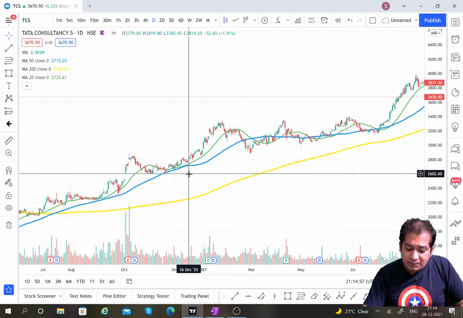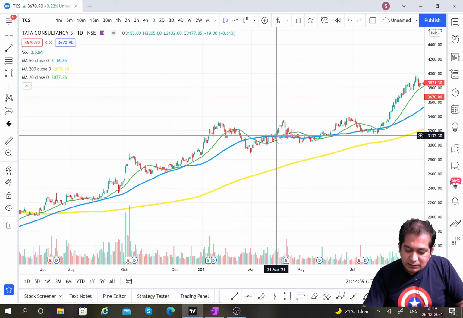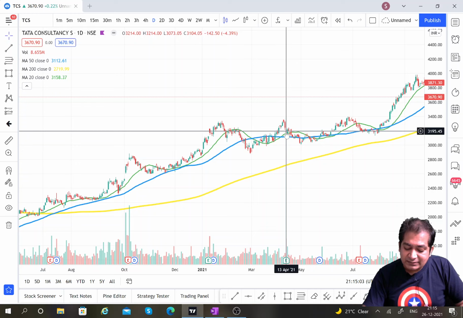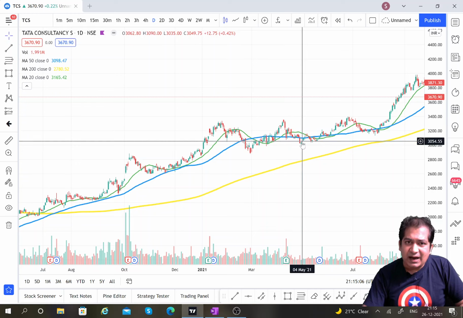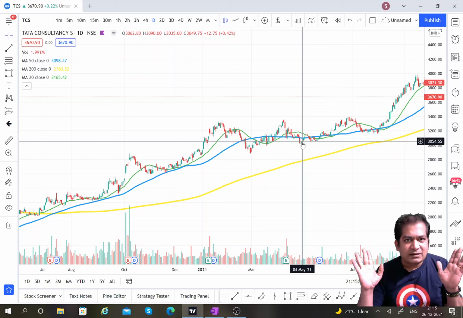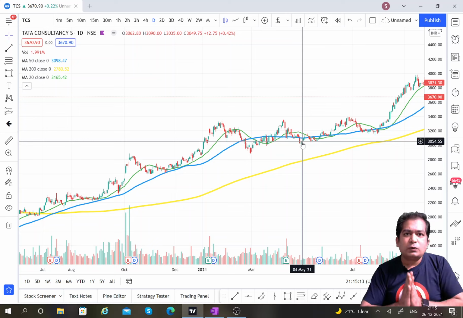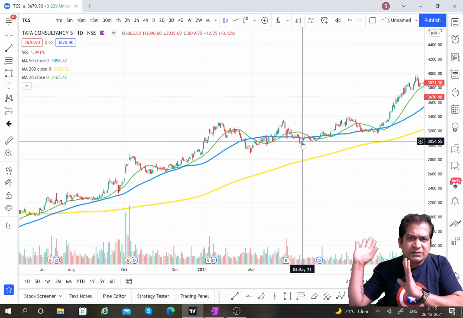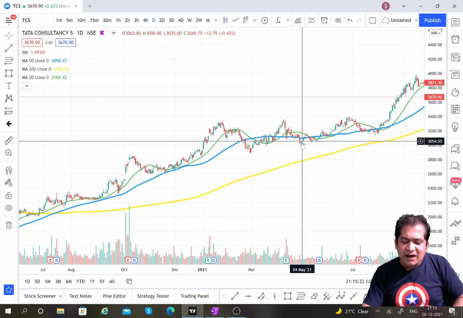Now look what happened. Here the crossover happened. Here again the crossover happened. If suppose I enter and the price goes down, no problem. I don't have to worry. Why? Because it is TCS. Price is above the 200-day moving average. I don't need to panic. Don't need to look. Do my work, go to my office, spend time with my family. Don't have to do anything.